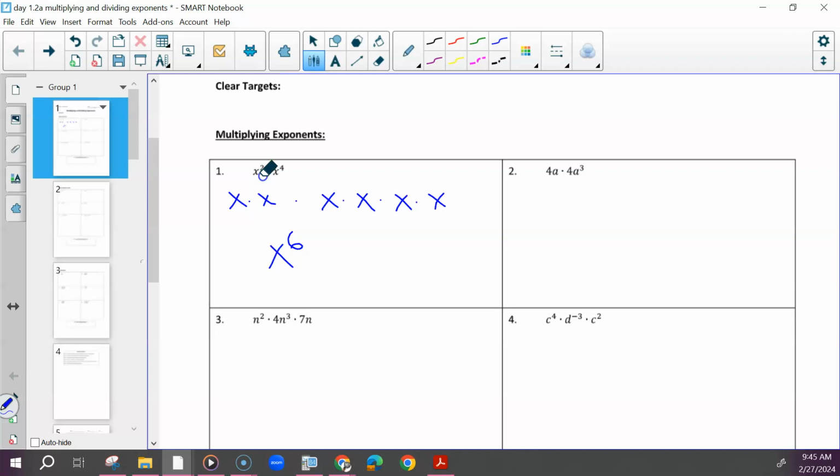And then in number 2, let's say I did the same thing. I'm separating each thing. 4 times a times 4 times a times a times a. Then I could rearrange this, put the 4's together, put all the a's together. We have how many total 4's? 2. How many total a's? 4. And then we could actually simplify 4 squared, which is?